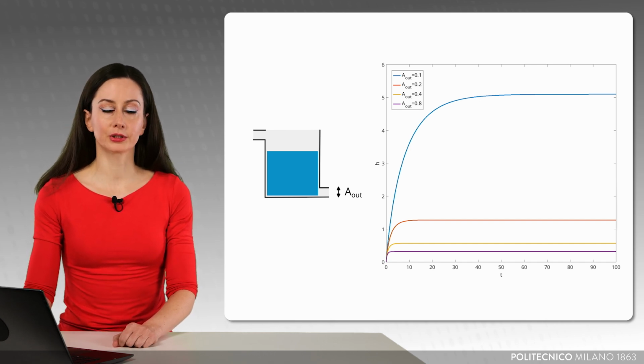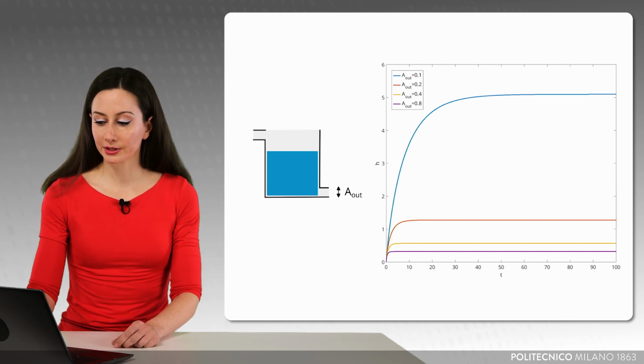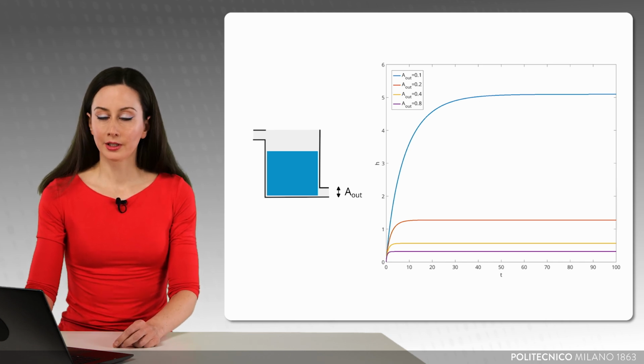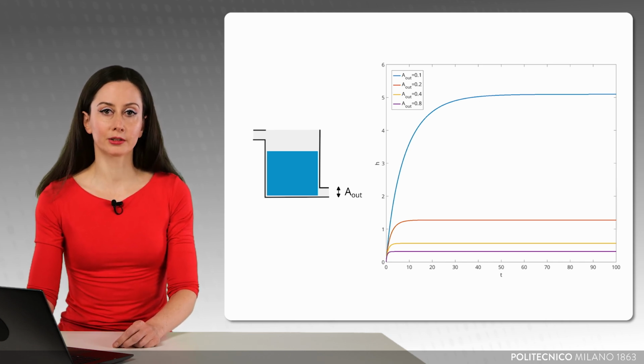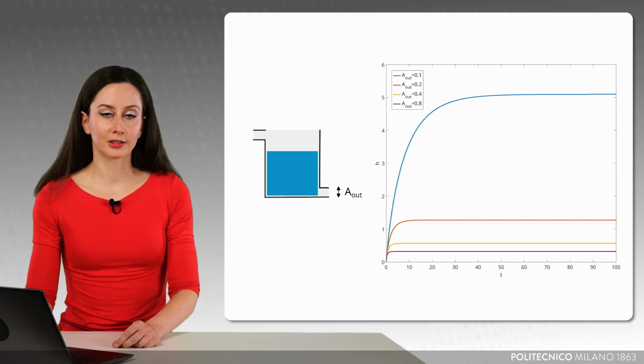What we can do now is perform what is called a parametric study of the problem, that is, see what happens to the solution if we change some of the input parameters. Here, for instance, we can see what happens if we increase the outlet area A out. As one can expect, for larger values of the outlet area, the final water level in the tank is lower and lower.